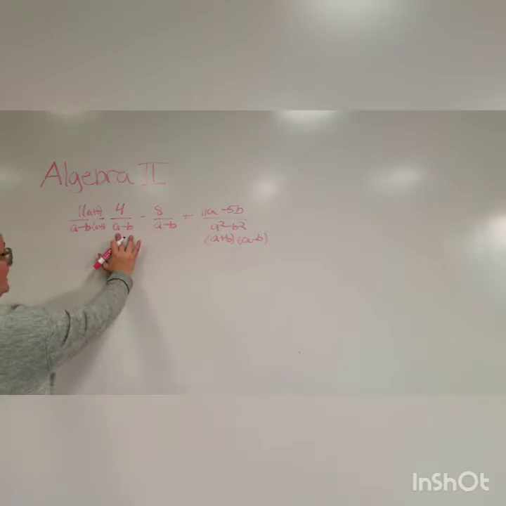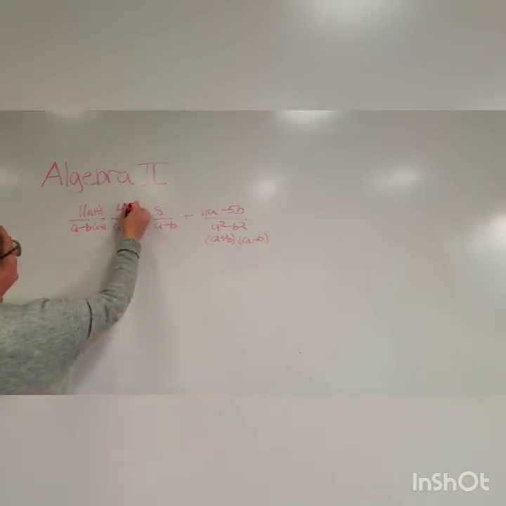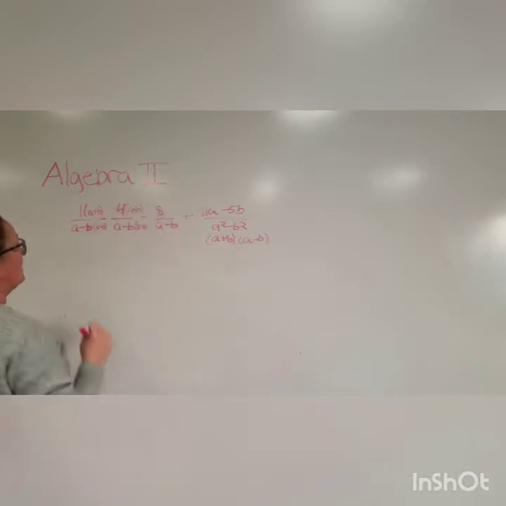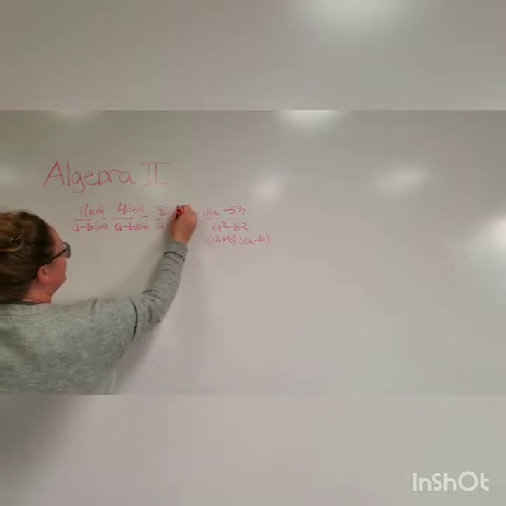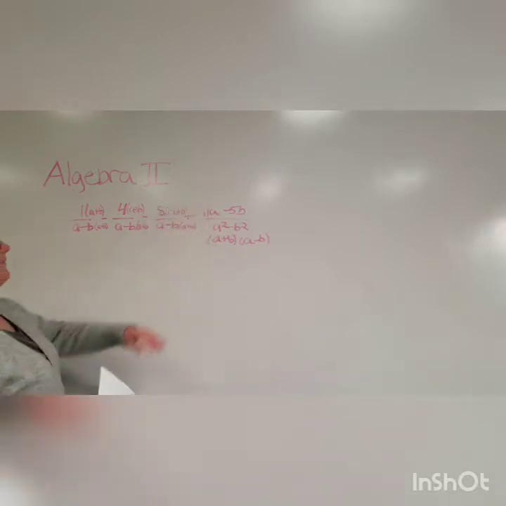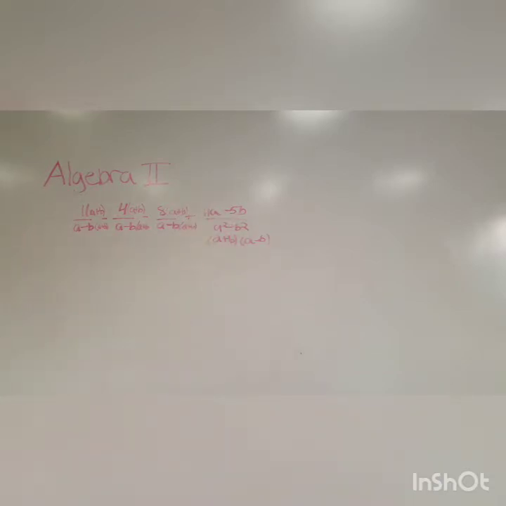This one has A minus B. So we got to multiply it by A plus B. That means we have to multiply the top by A plus B. All right, this one has A minus B, so we're going to multiply by A plus B on top and on bottom. And the last fraction has the whole denominator, so we're going to leave it the same.